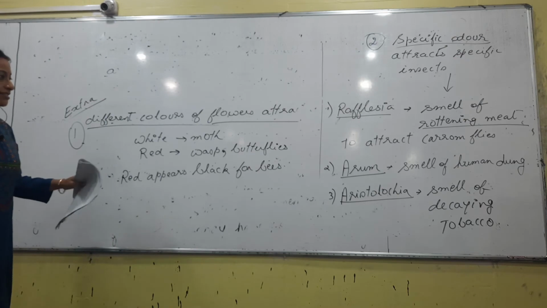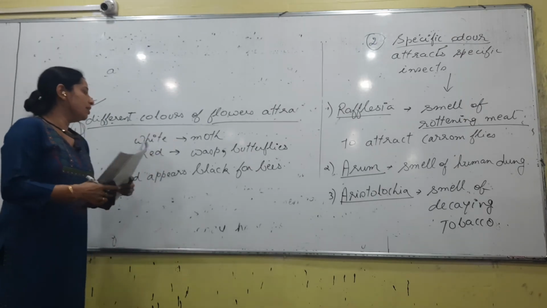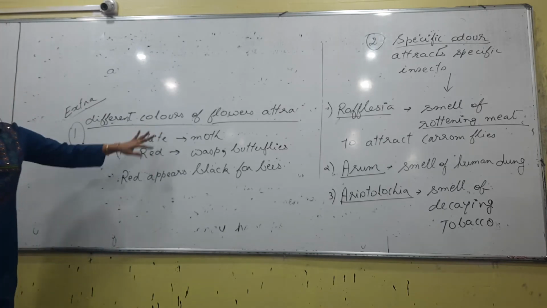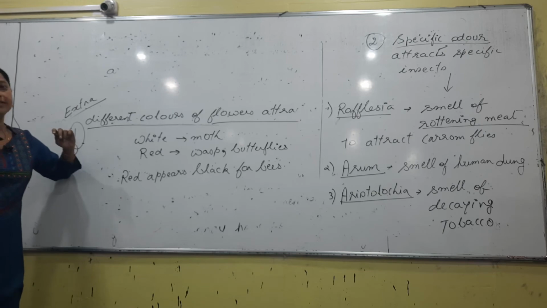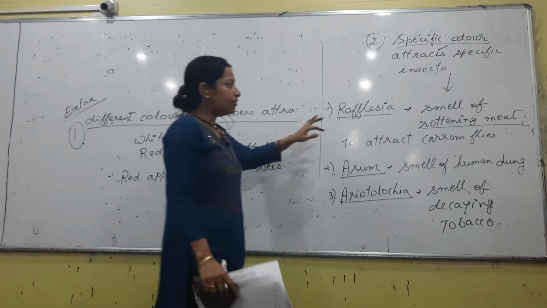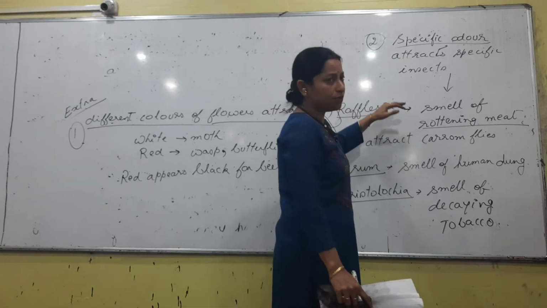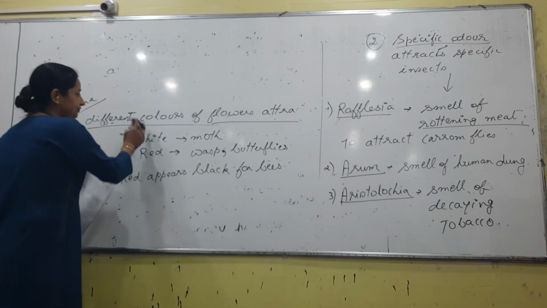Right. So these two points are slightly extra, just to understand that according to the different colors we have different insect pollinators, and according to a different odor we have different insect pollinators. From an examination point of view this is not important, but rotting milk or rotting meat smell, right? Carrion flower, it's Rafflesia.